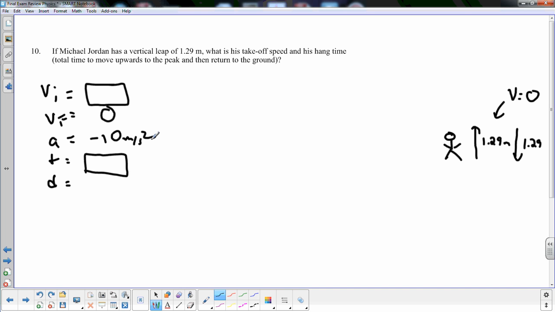1.29 meters. So I'm wondering if we can do D equals VI T plus 1 half A T squared. 1.29 positive, he's jumping up, equals, I don't know, plus 1 half A T squared. That's too many things I don't know, because I don't know what VI and I don't know what T. So this is no good. Or is it?